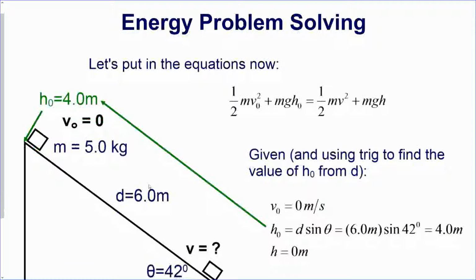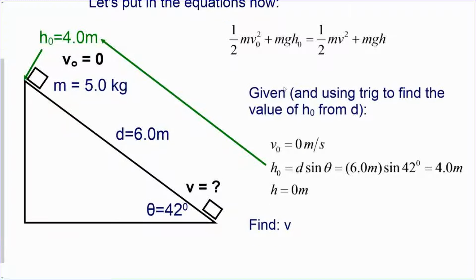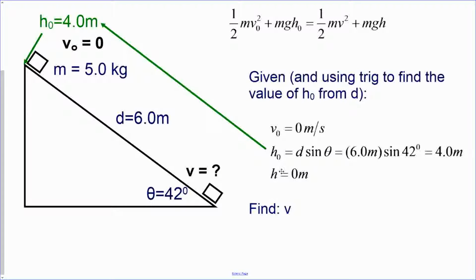So that means if we put in the equations that we have 1/2 mv naught squared plus mgh naught equals 1/2 mv final squared plus mgh final. We know that the initial velocity is 0. Be careful, we have to solve for the height of the incline, which is actually going to be d sine theta. That gives us a height of 4.0 meters. Our final height is 0 meters. So now let's solve for the final velocity.